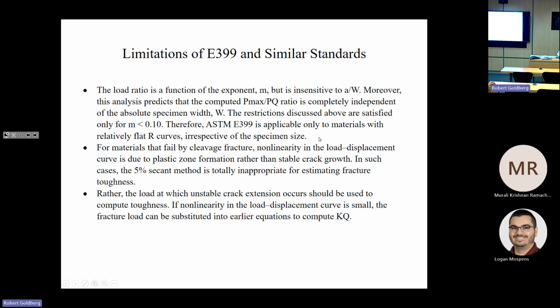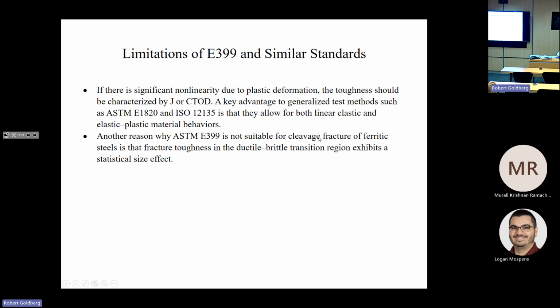If you have materials that fail by fractures such that the nonlinearity is due to plastic zone formation as opposed to stable crack growth, the 5% secant method is obviously totally inappropriate for estimating fracture toughness. Instead, the load at which unstable crack growth occurs should be used to compute the toughness. And if the nonlinearity in the load displacement curve is small, the fracture load can be substituted in the equations we talked about earlier to compute KQ.